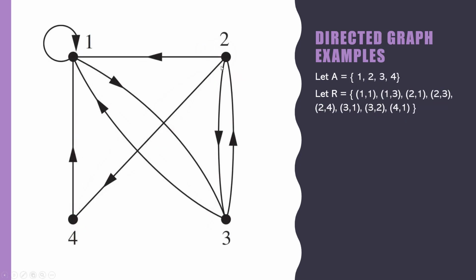Next one, same thing is happening. I'm not going to read through all the pairs, but you can see there's a relation from 1 to 3 and 3 to 1. There's a couple that are bidirectional, 2, 3 and 3, 2. Notice there's no 1, 2, but there is a 2, 1.